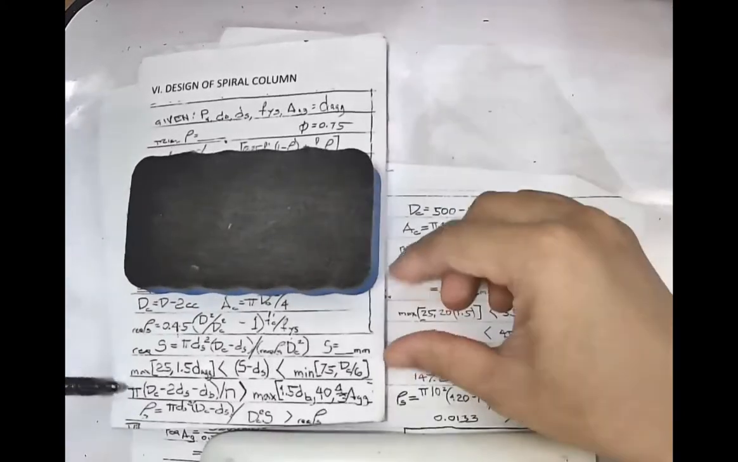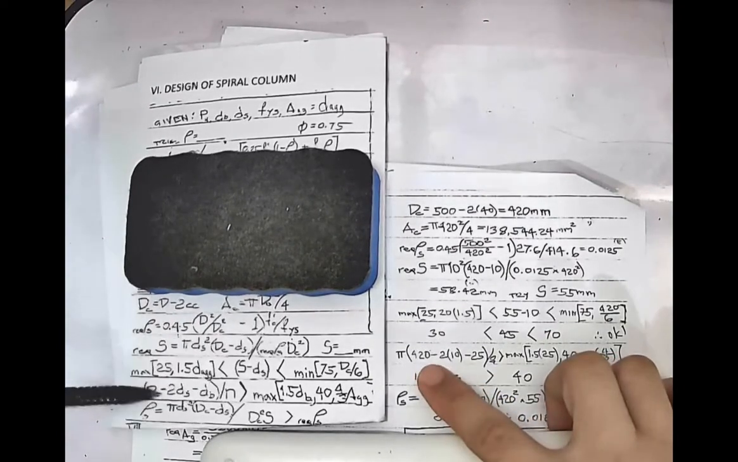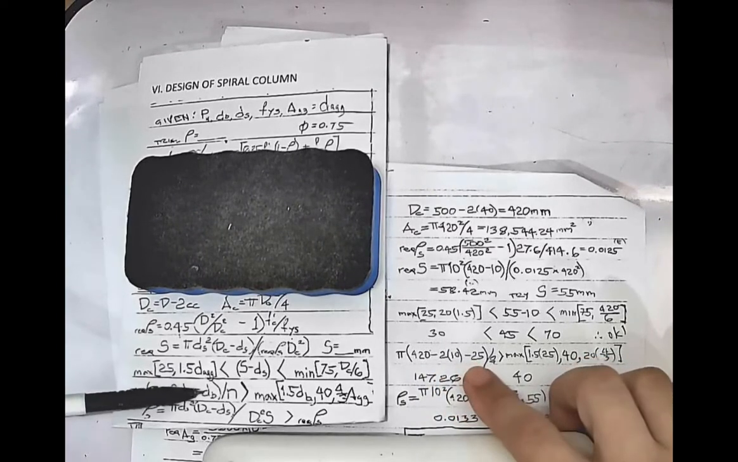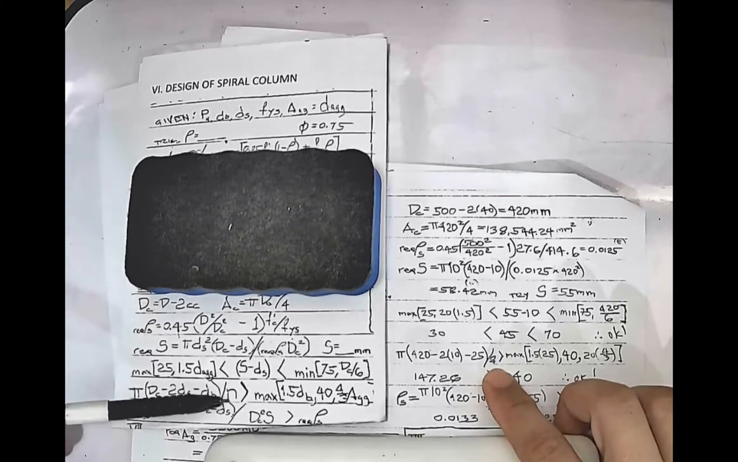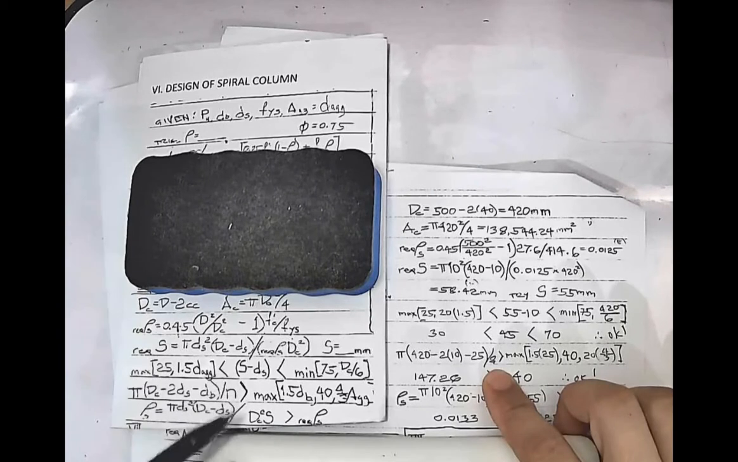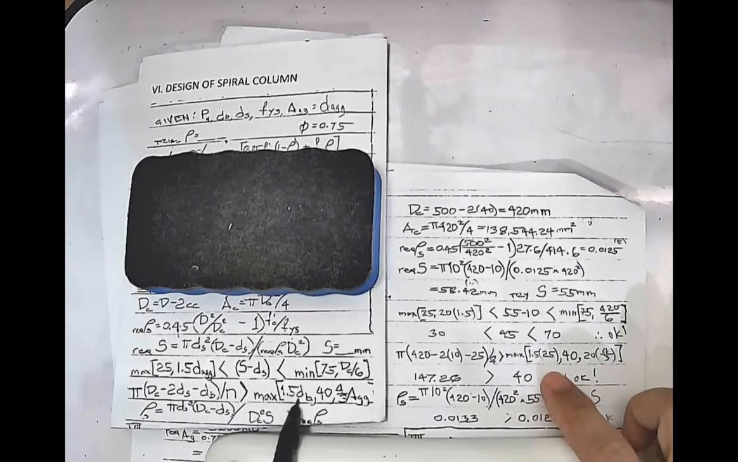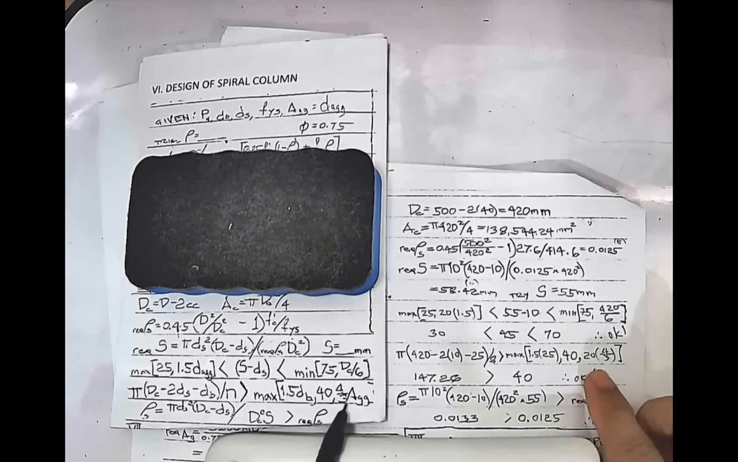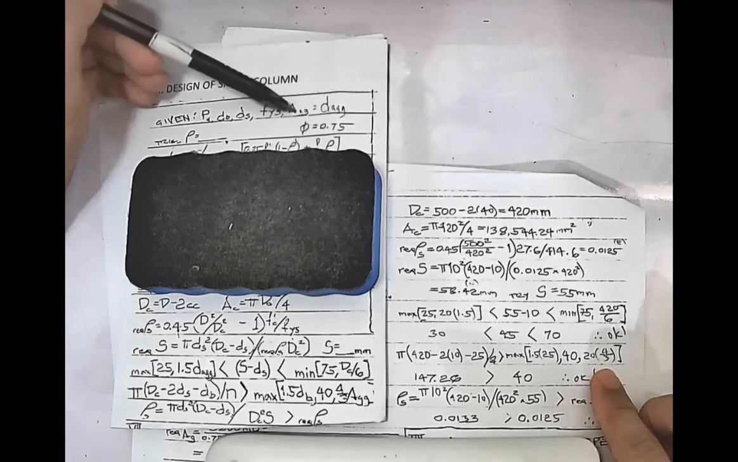Now, for the second check, dito na tayo. Pi times the quantity DC minus twice of diameter of stirrups minus diameter of bar all over number of rebars, which is 8. It should be greater than these two conditions: the maximum of 1.5 diameter bar or 40 or 4/3 of diameter of aggregate. Take note na diameter of aggregate is the same as AGG.